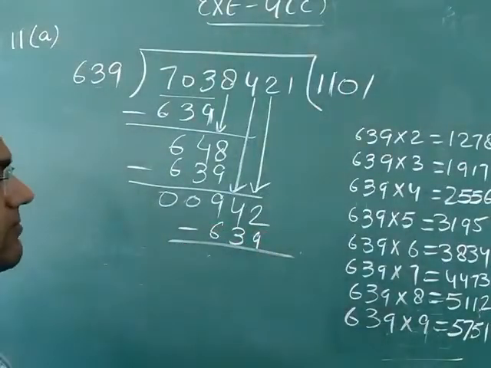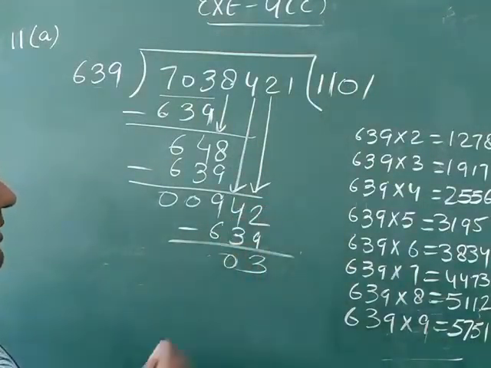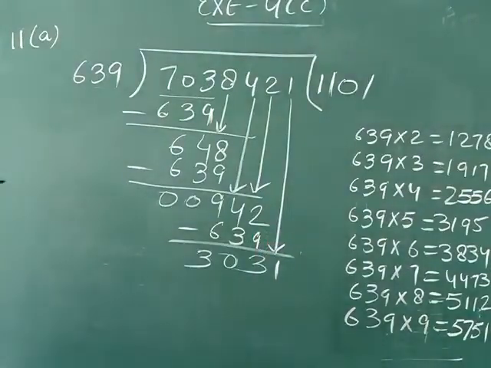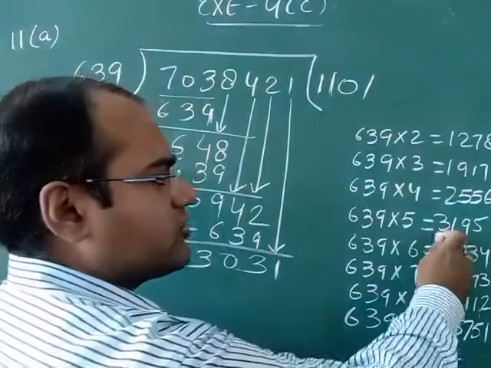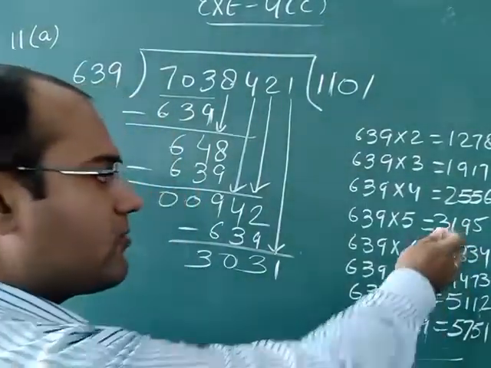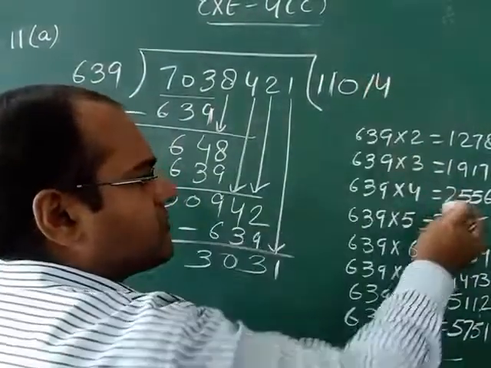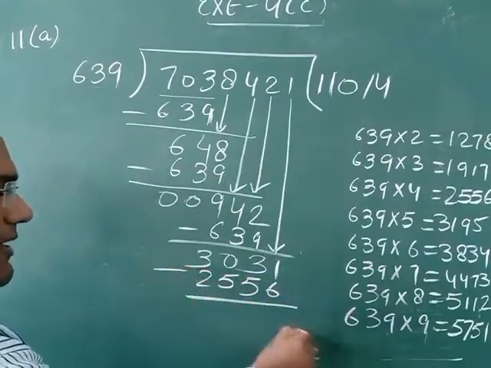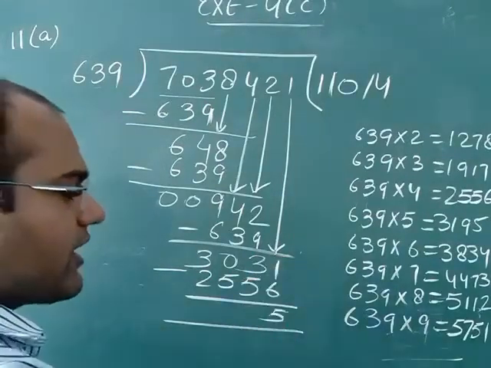We will subtract these. 12 minus 9 is 3, 0. 9 minus 6 will be 3. Now this one we have to bring down. So this is 3031. This is the table of 639. 3195 is coming, which will be bigger than this, so we will not take this; we will take 4 ja. How much is 4 ja? 2556. And we will subtract these. 11 minus 6 will be 5. In place of 3, 2 will remain.